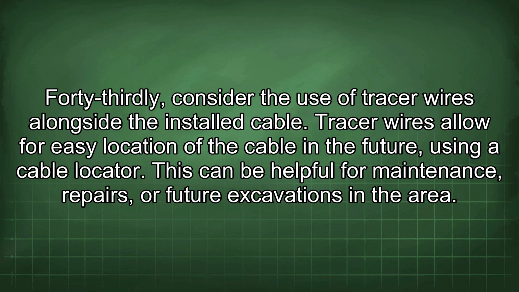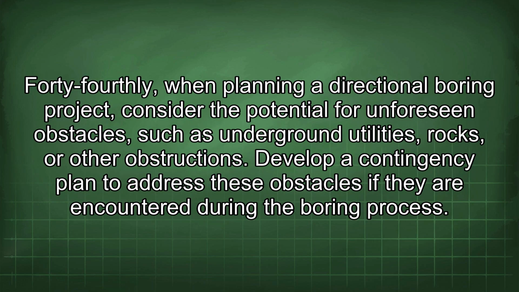43rdly, consider the use of tracer wires alongside the installed cable. Tracer wires allow for easy location of the cable in the future using a cable locator. This can be helpful for maintenance, repairs, or future excavations in the area. 44thly, when planning a directional boring project, consider the potential for unforeseen obstacles such as underground utilities, rocks, or other obstructions. Develop a contingency plan to address these obstacles if they are encountered during the boring process.